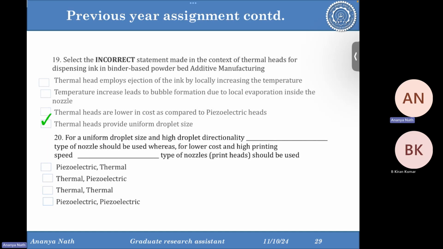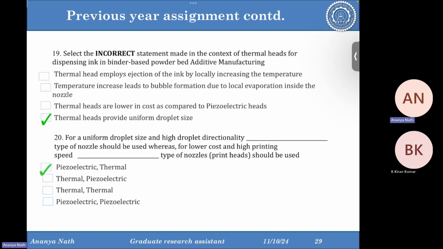So select the incorrect. Thermal head employs injection of ink by locally increasing the temperature. Good. Temperature increase leads to bubble formation due to local evaporation inside the nozzle. Thermal heads are lower in cost as compared to piezoelectric, obviously. Thermal heads provide uniform, no. Piezoelectric provides uniform droplet size. For uniform droplet size, piezoelectric is used, and for lower cost and high printing, thermal head will be used.